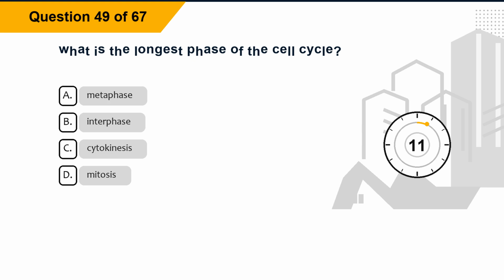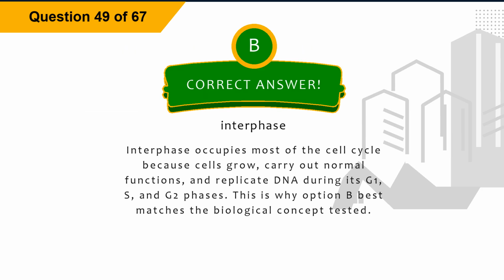Question 49. What is the longest phase of the cell cycle? Option A, metaphase. Option B, interphase. Option C, cytokinesis. Option D, mitosis. The correct answer is option B, interphase. Explanation. Interphase occupies most of the cell cycle because cells grow, carry out normal functions, and replicate DNA during its G1, S, and G2 phases. This is why option B best matches the biological concept tested.